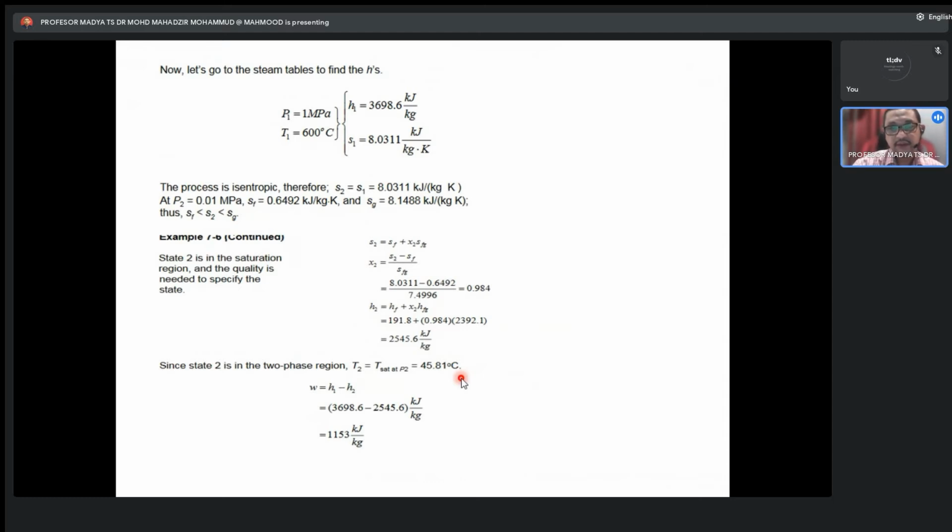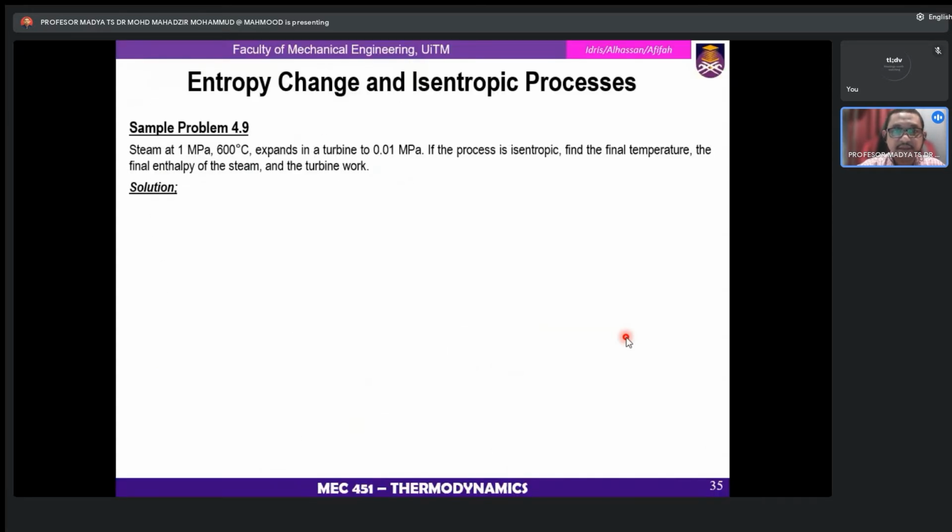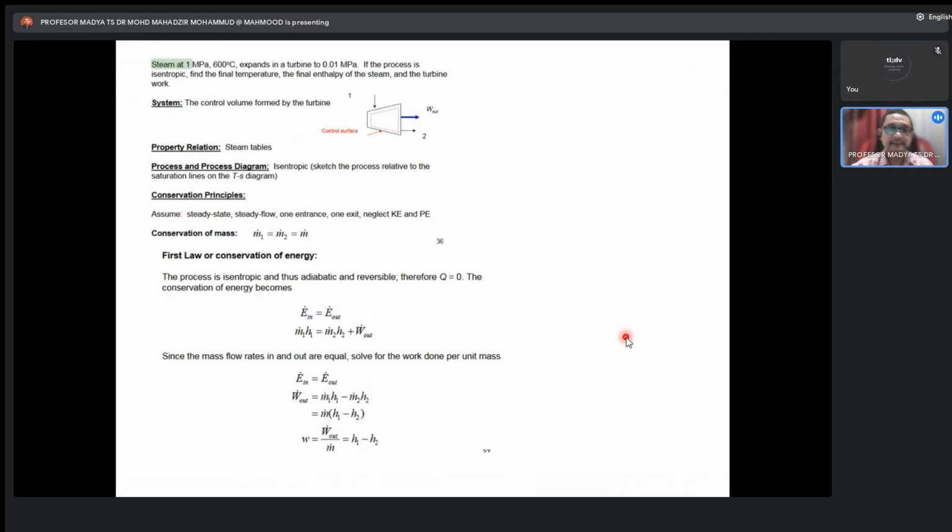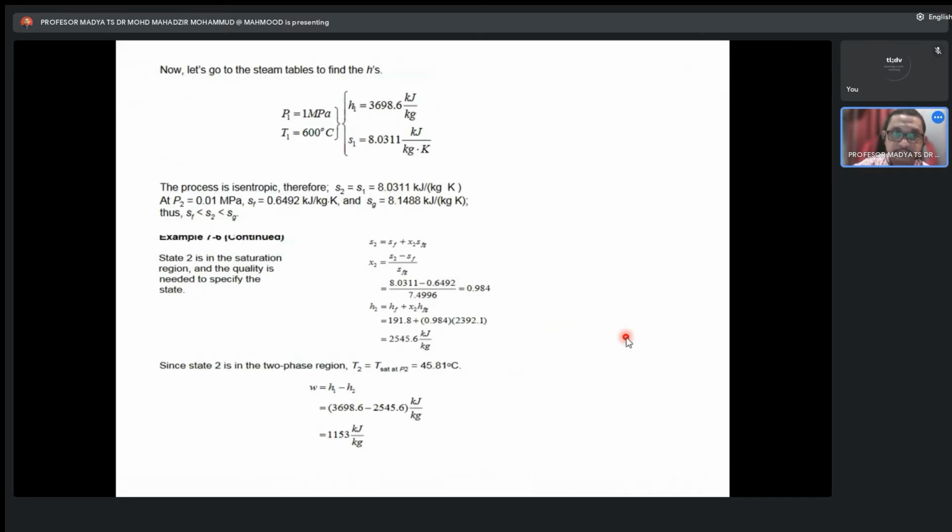So H1, you know the value. H2, you know the value. Then put them in the equation, and you will get the specific work is 1153 kilojoule per kg. Okay, that is for determining the turbine work, final entropy, and final temperature. Okay, that is how you can get the answer.